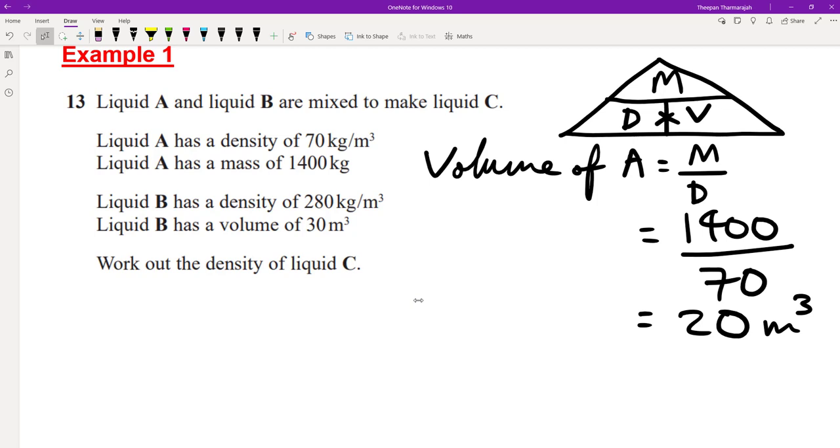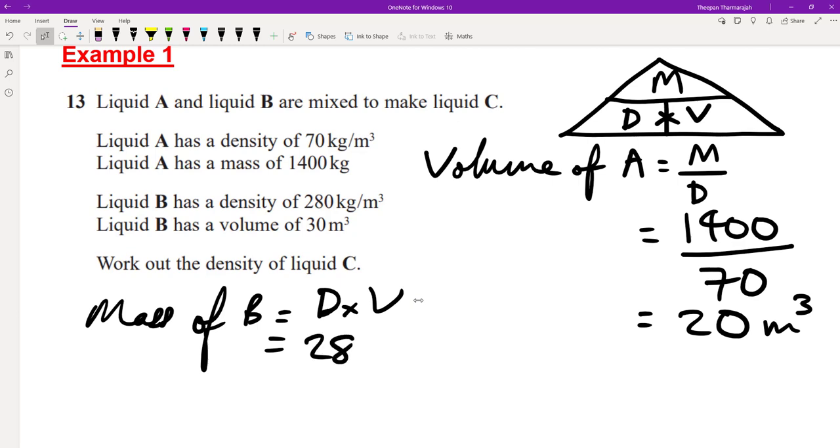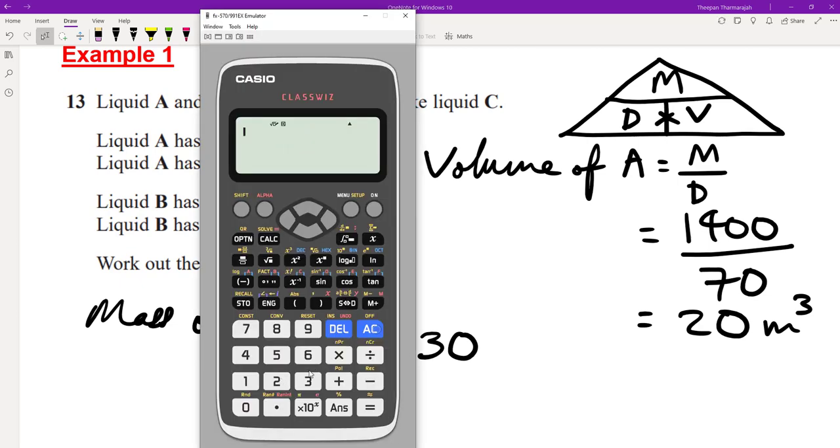Now for liquid B, we're missing the mass. So the mass of B, that's going to be density times volume. That's going to be 280 times 30. So 280 times 30. 8,400.